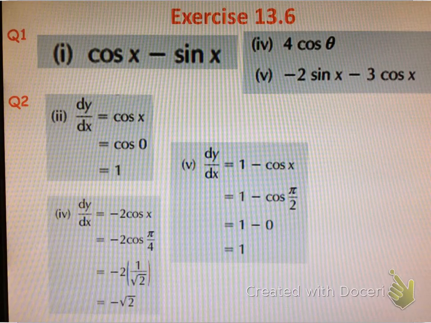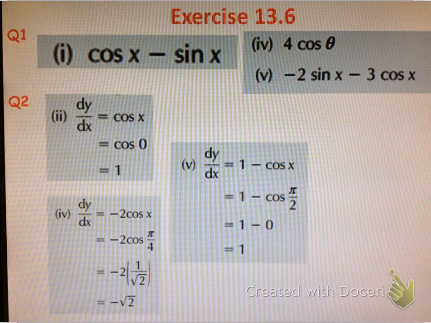Okay, so exercise 13.6, question 1. Get the derivative of sine x plus cos x. You should have gotten out cos x minus sine x. For part 4, 4 sine theta minus 8. You should have gotten out 4 cos theta. And remember, minus 8, it's a constant. It goes to 0. So you just get 4 cos theta. Part 5, 2 cos x minus 3 sine x. You should have gotten out the derivative to be minus 2 sine x minus 3 cos x.